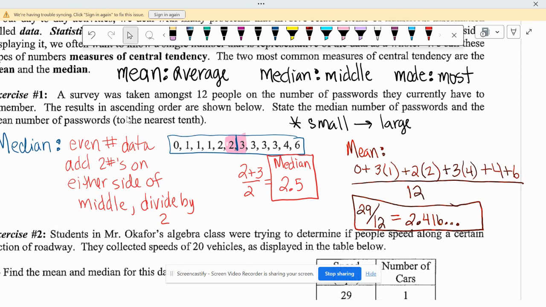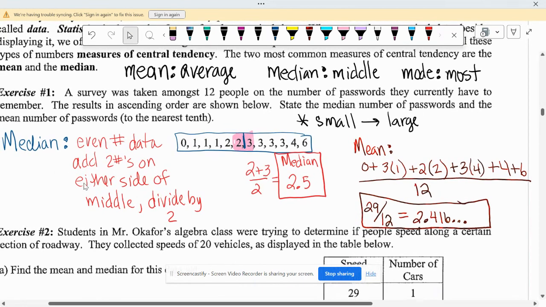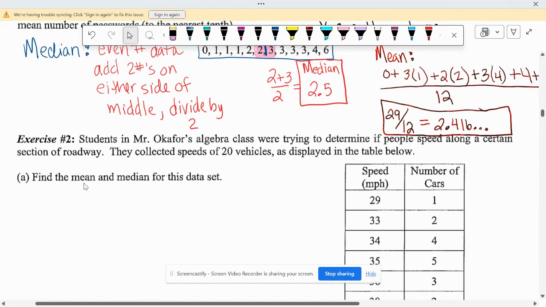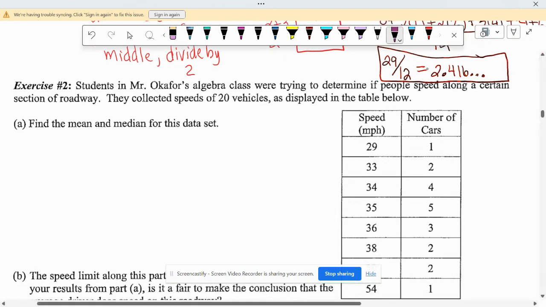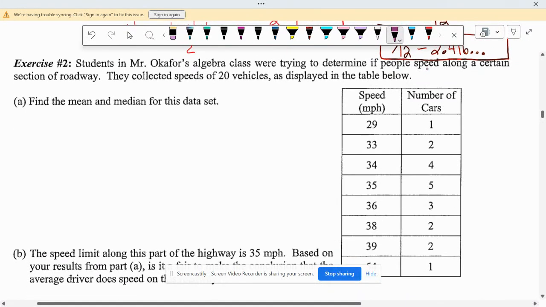So we're just going to keep using mean and median. So example number 2. Mr. Okafor's algebra class was trying to determine if people speed along a certain section of roadway. So they collected the speeds of 20 vehicles, and they're displayed in the table below.